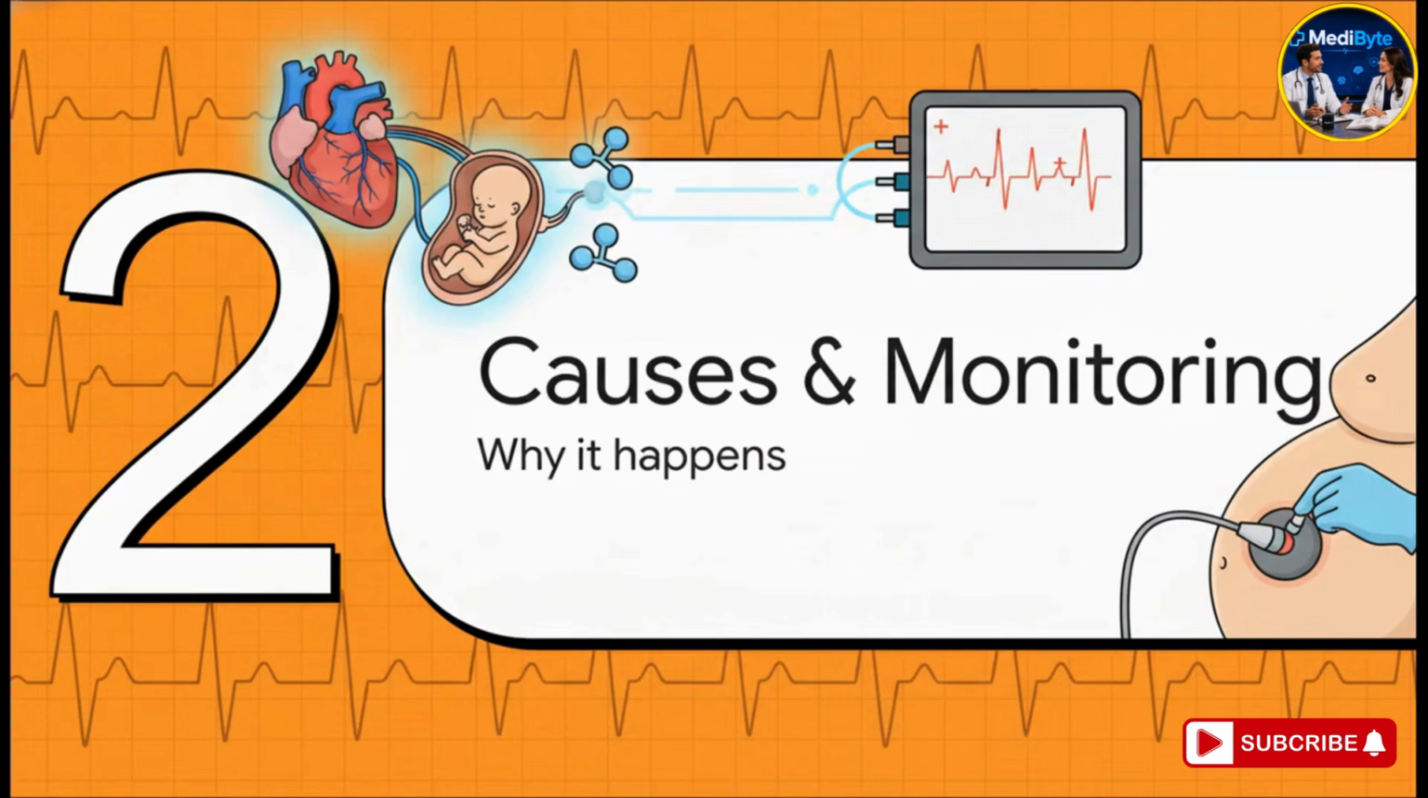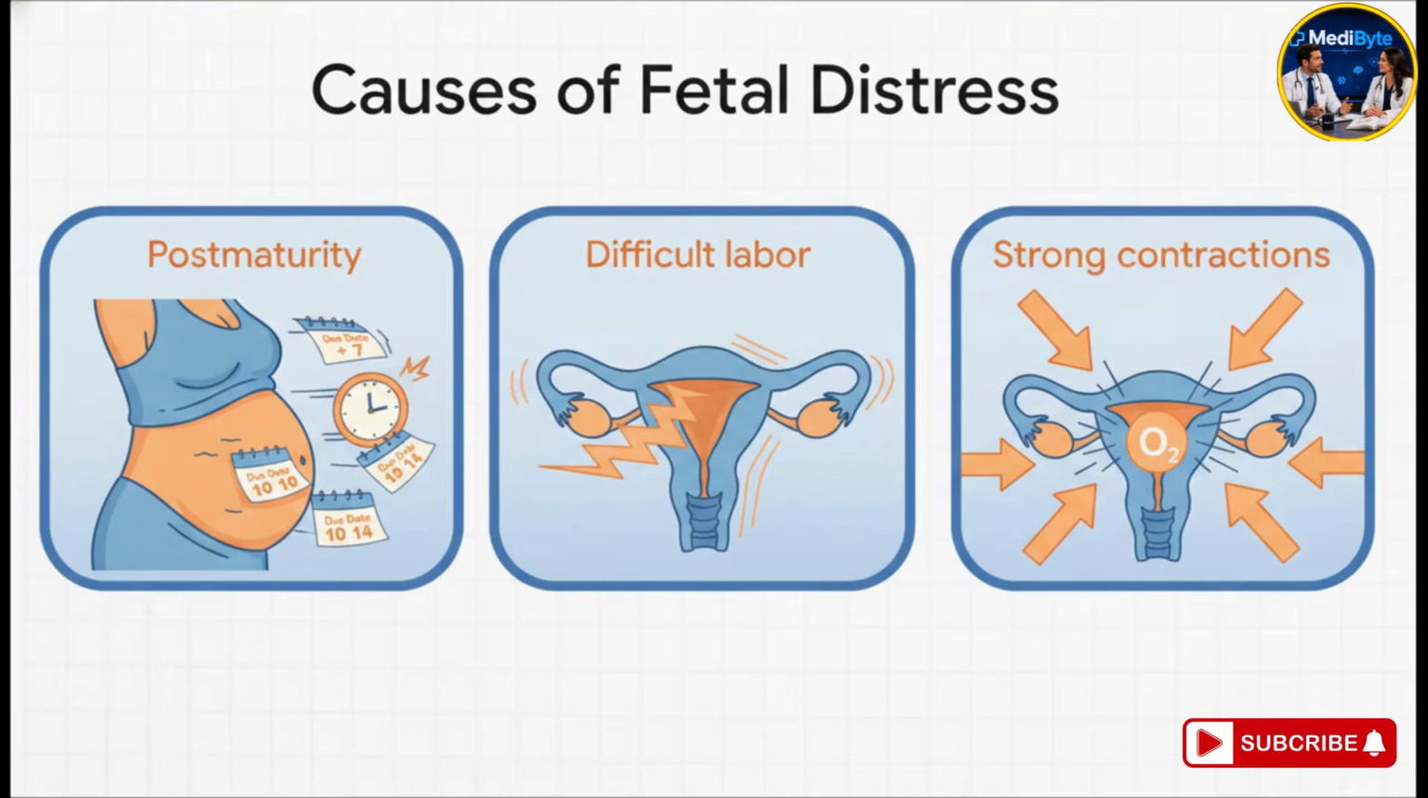Let's move to Section 2. Causes and heart rate monitoring. Why it happens and how we see it. So why does it happen? Well, there are 3 main clinical triggers. First up, we have post-maturity. This simply means the pregnancy lasts too long, going well past that standard due date.